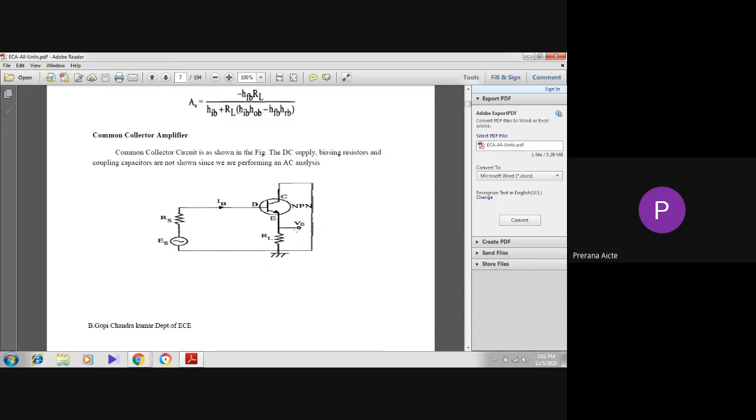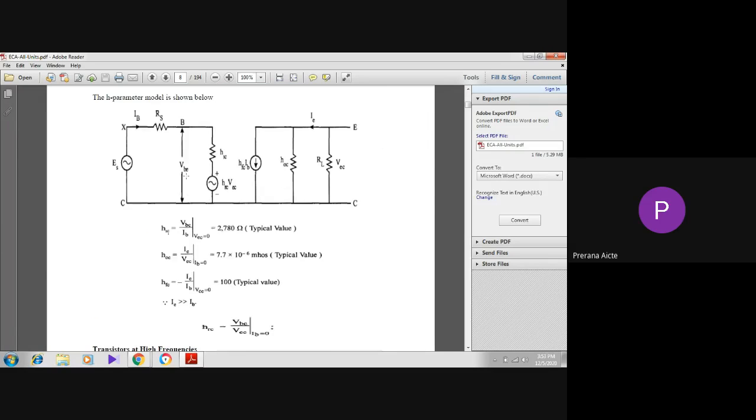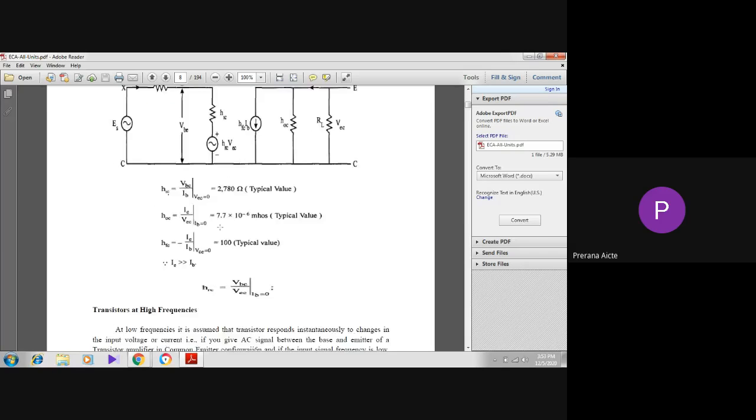In common collector, base is the input and emitter is the output. This is exactly similar to the FET amplifier, the common drain amplifier. In common drain, gate is the input terminal and source is the output terminal. So common drain is also called source follower. Similarly, this common collector is also called emitter follower. And this is the equivalent model, the H parameter equivalent model. These are the standard values.